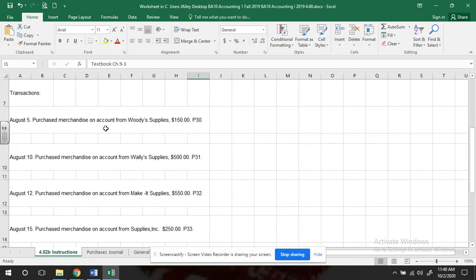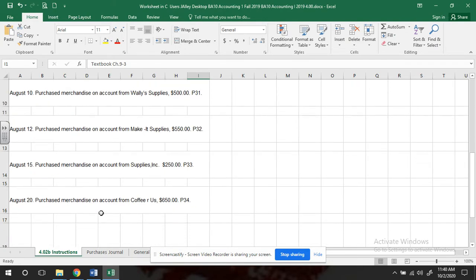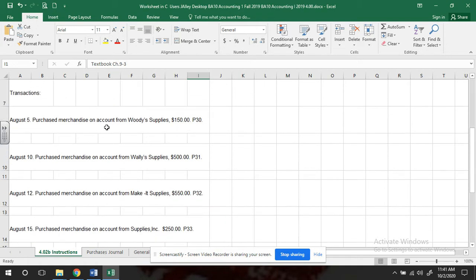With these, it says on account. It does not say with cash. So every one of these transactions is on account. It means that we're going to pay them later. We're not paying cash right now. We're giving them an IOU. We are promising that we will pay them later. That's what it means to be on account.